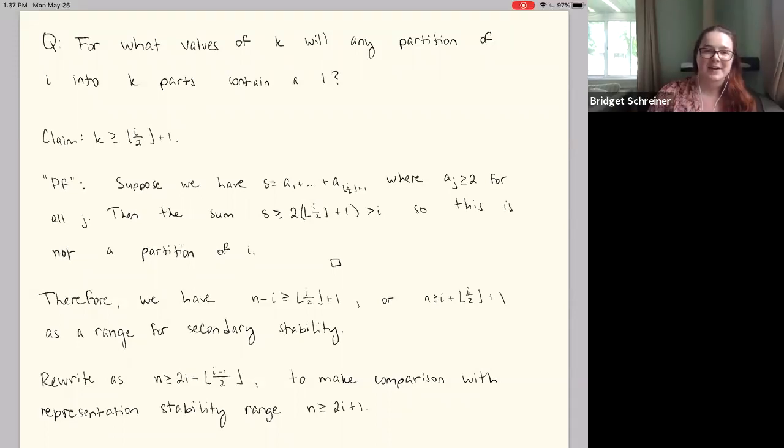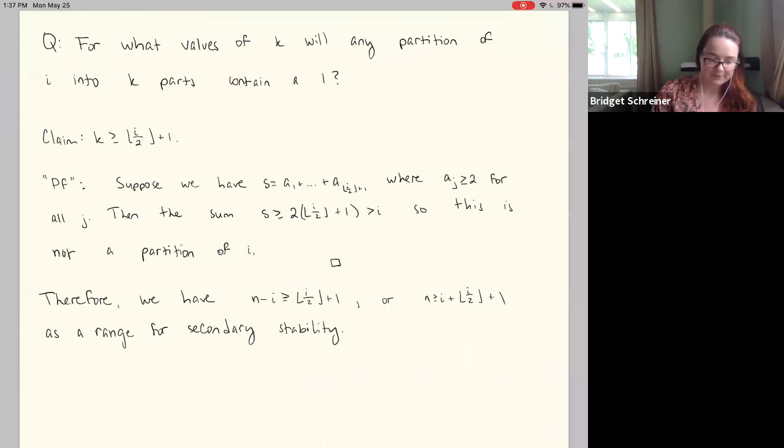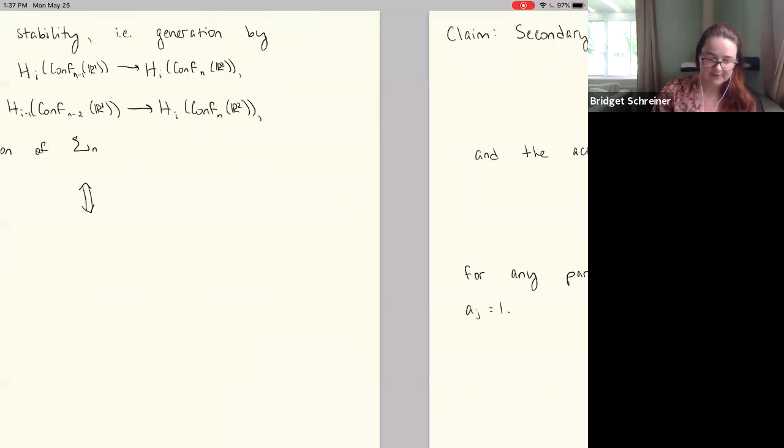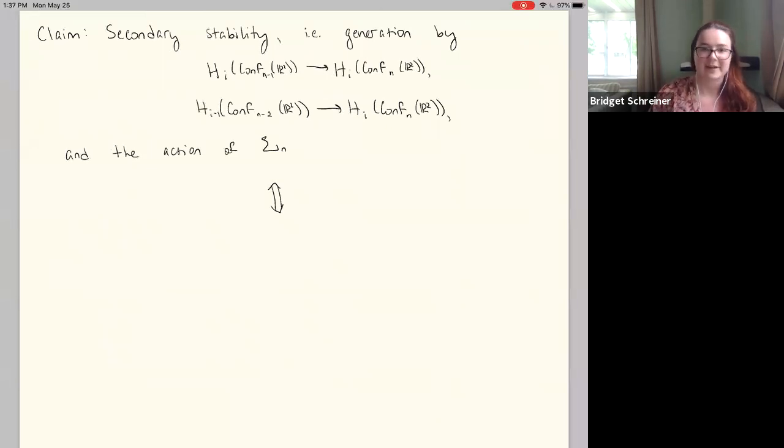Yeah, sure. So secondary stability, let's see, I'll go back to it. Sorry, hope that wasn't making anyone dizzy. So secondary stability means that we're generated by the image of the map from the ith homology of configurations of n-1 points, as well as the map from the I-1st homology of configurations of n-2 points. That first map is by just adding a point out near infinity, and the second map is by taking a forest and adding the tree with 1 internal vertex to the end of it. And then we also have the action of sigma n to permute the labels of the trees.